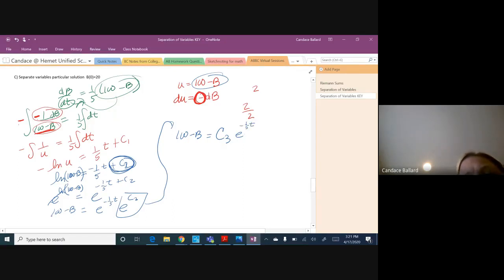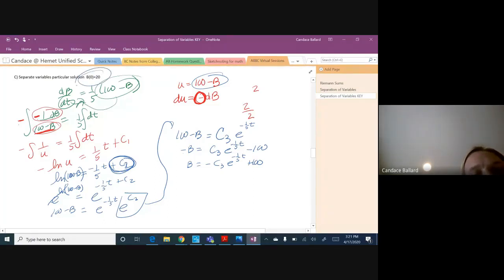All right, I'm going to get this all the way solved for b, and then I'm going to deal with my initial condition. So negative b equals c sub 3 e to the -1/5 t minus 100. And then I'm going to move that negative to the other side. I am going to keep the negative this time in front of the c sub 3 plus 100. Because really I could do 100 minus this mess. It's kind of up to you.